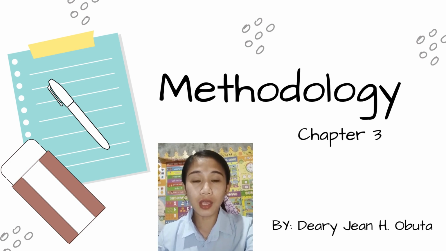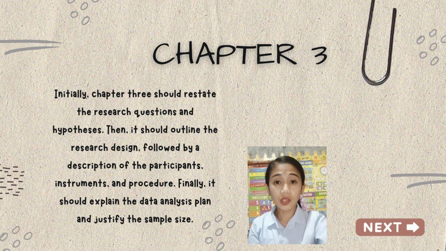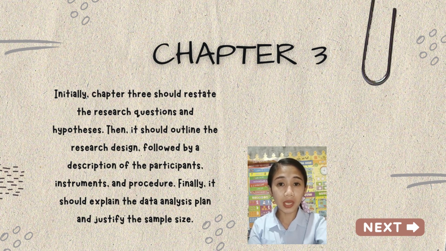Today I am going to discuss Chapter 3 of the research proposal, which is the methodology. Initially, Chapter 3 should restate the research question and hypothesis. Then, it should outline the research design, followed by a description of the participants, instrument, and procedure. Finally, it should explain the data analysis plan and justify the sample size.